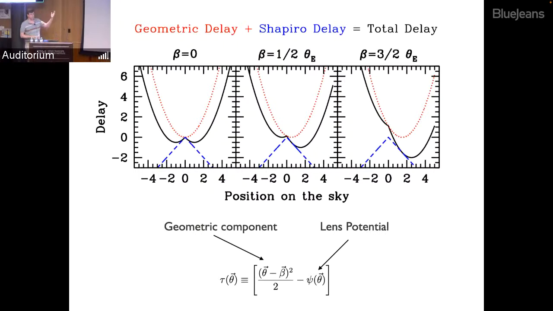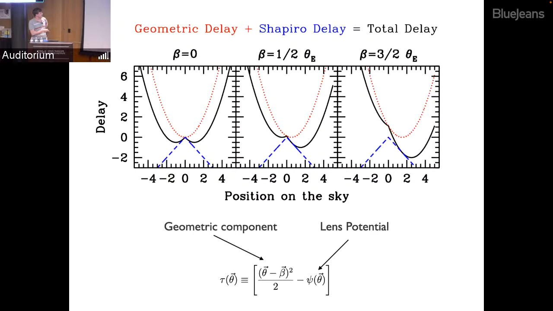If you have a glass lens, you have a geometric delay, and then you also have a delay through the index of refraction as the light passes through the glass. For gravitational lensing, instead you have a Shapiro delay from the gravitational potential. It both curves space and induces a gravitational time delay. You can then compute a time delay surface as the sum of these two: the Shapiro delay and a geometric delay, just the path length, as if there were no lens there at all.